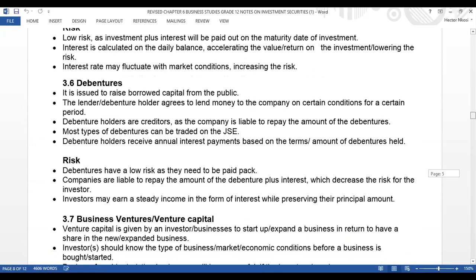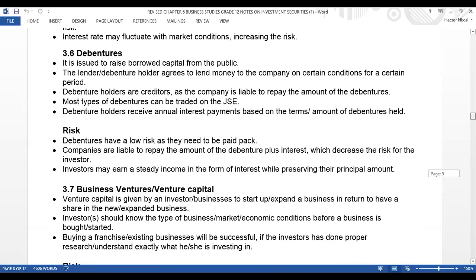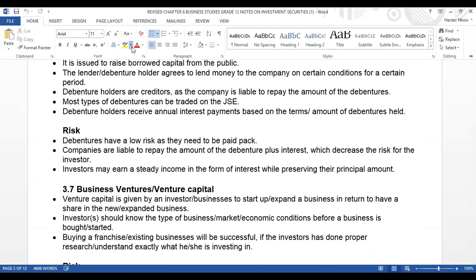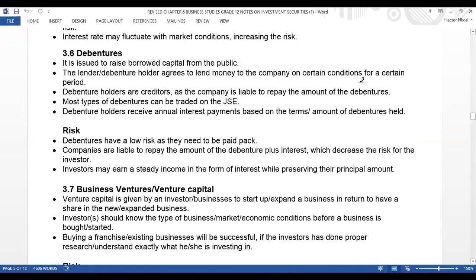Today, I want us to start from debentures and explain what debentures are and what the risk is when it comes to debentures. So now, boys and girls, remember, what is a debenture? Okay, I need my highlighter. Right. You must know that a debenture is issued to raise borrowed capital from the public.